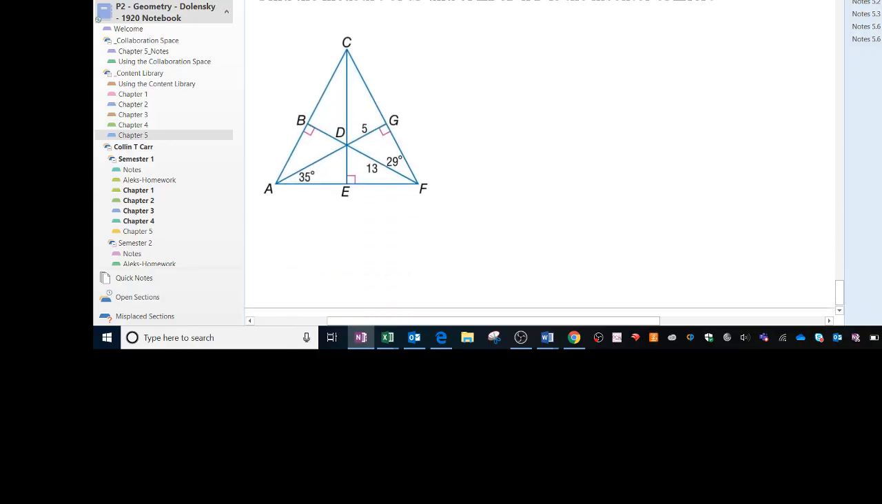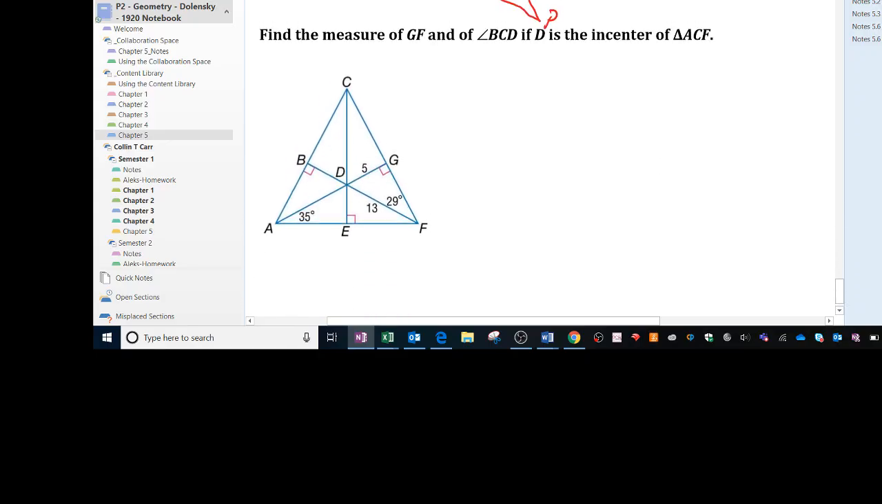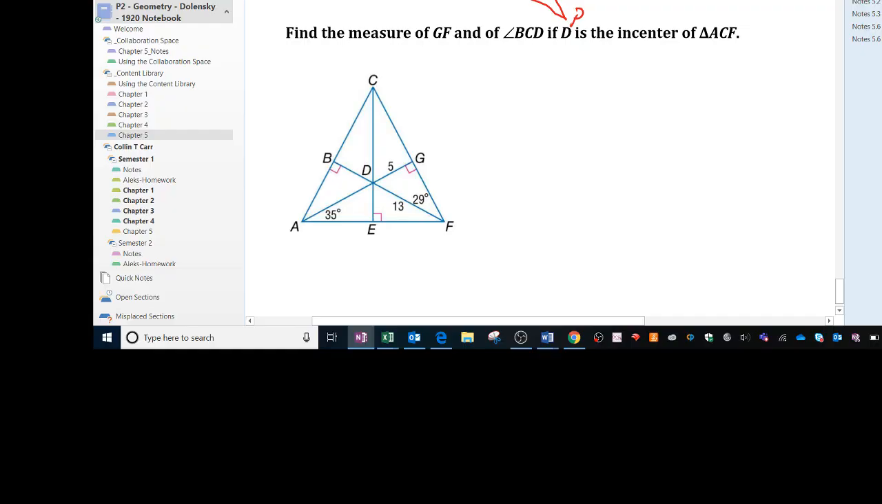Let's look at my last example here. Find the measure of GF and of angle BCD if D is the in-center. Okay. So how can I find the measure of GF? We did this problem above. How can I find GF?